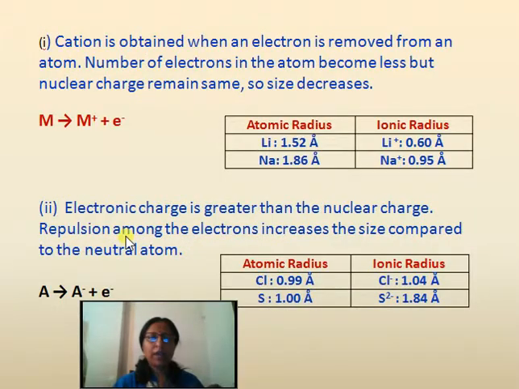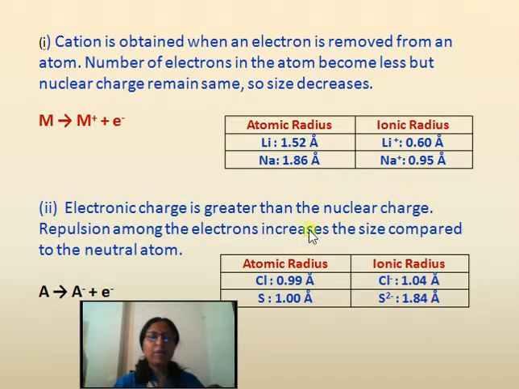So here I have taken a few examples as well. You see here, when a cation is formed, M gives M plus plus an electron, the atomic radius of lithium is 1.52 angstrom, whereas the ionic radius of Li plus is 0.60 angstrom. So this is much less than the neutral lithium. And in the case of sodium, in the neutral condition it is 1.86 angstrom, but when it is a cation, that is Na plus, the ionic radius is only 0.95 angstrom.